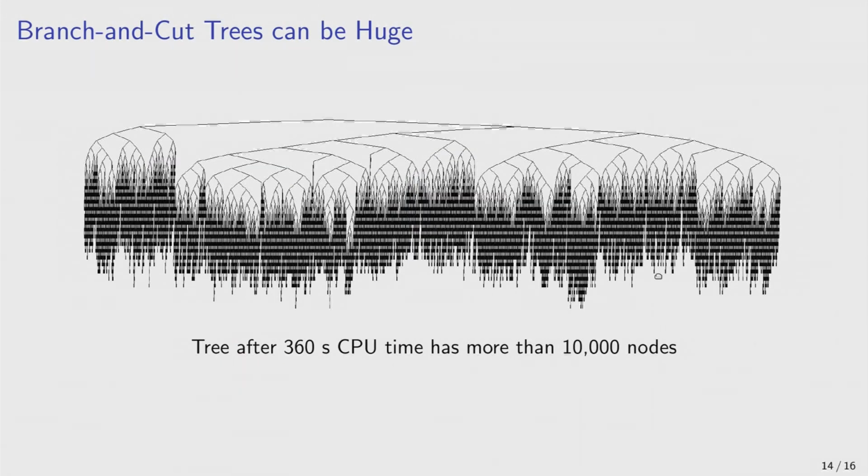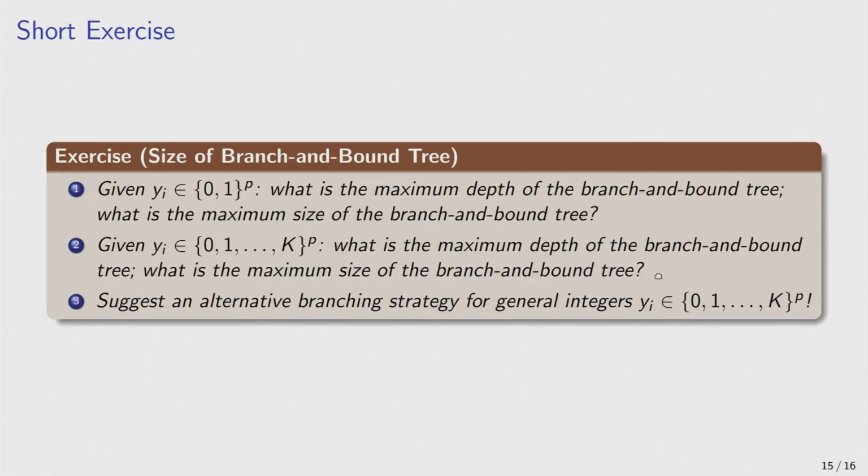There can be tens of thousands of nodes. And in the remainder, there's a little exercise. So you can do this now. Get a piece of paper out, or your iPad, or ChatGPT. So given that you have an integer that is a p-dimensional integer, what is the maximum depth of your tree?